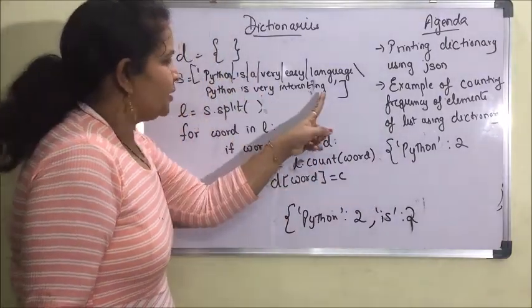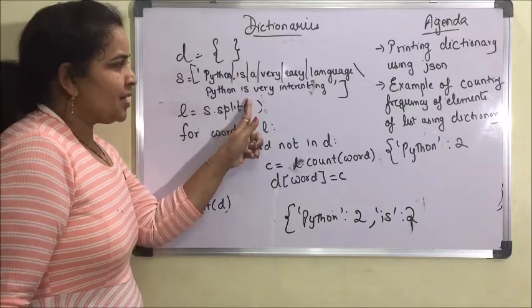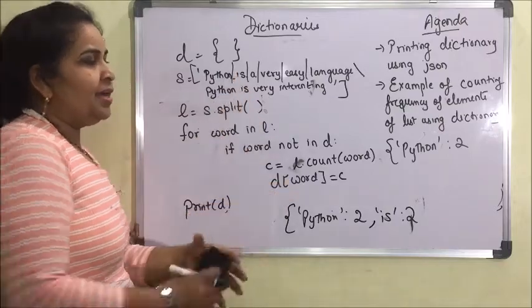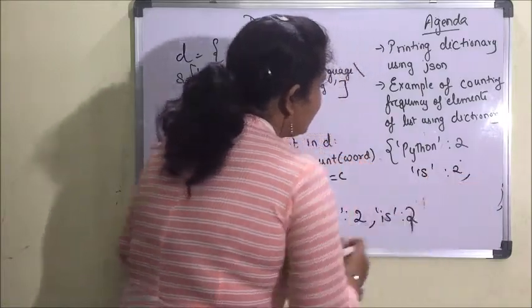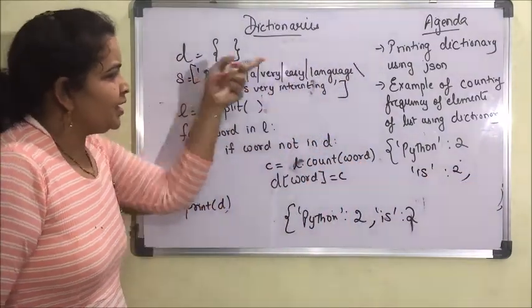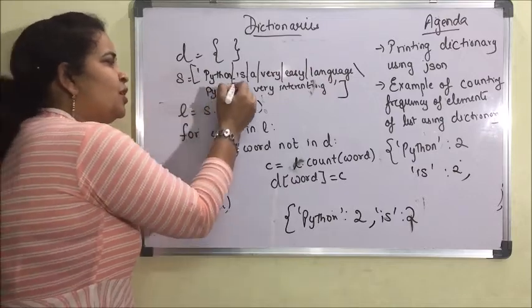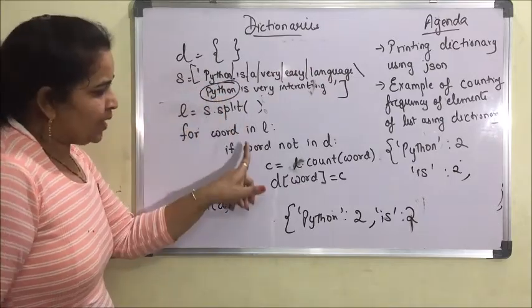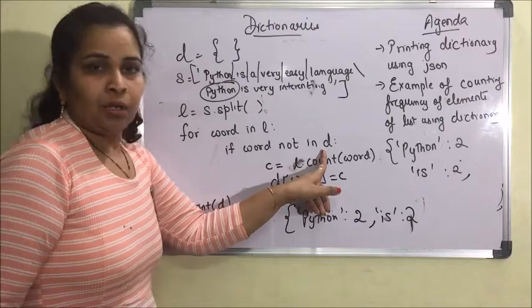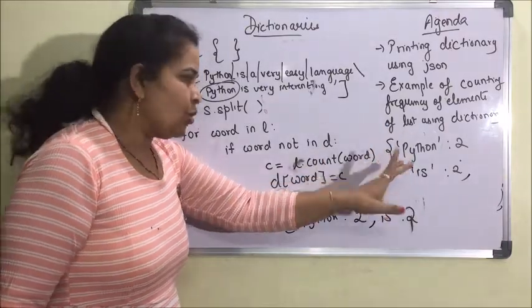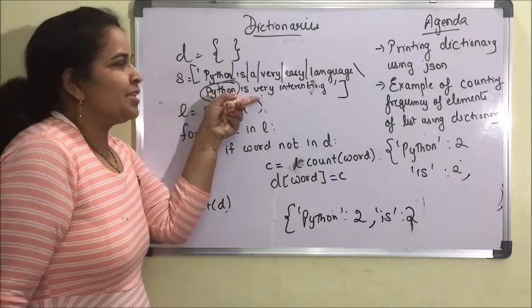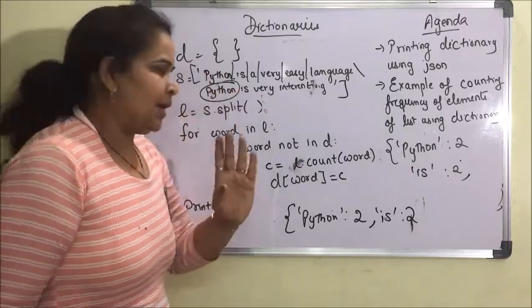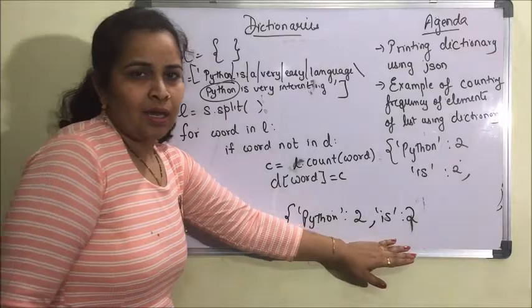So it will check the count of is. Count is again 2, so it will add is to the dictionary and so on. Finally, when this word is encountered, it will come here: word not in D? No, it is present in D. Because this word is present, it will be skipped. It will not be counted again. And finally we will get this output.